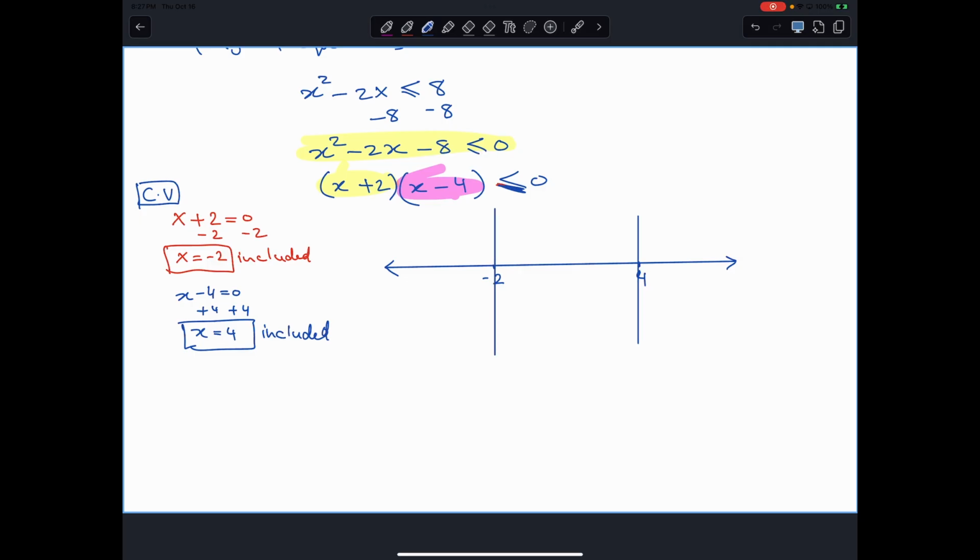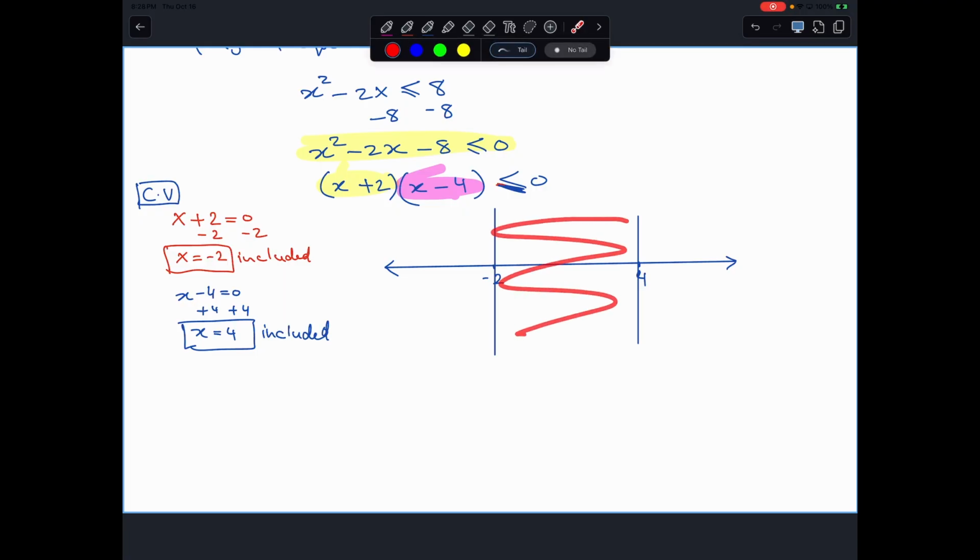Now we're going to pick some testing points in these intervals. Now we have 3 intervals. Here is the first interval. And here is the second interval. And here is the third interval. You need to pick a testing point from each one. Give me a number that is less than negative 2. Negative 3 would work. Give me a number between a negative number and a positive number. 0 is the best one. And give me a number that is bigger than 4.